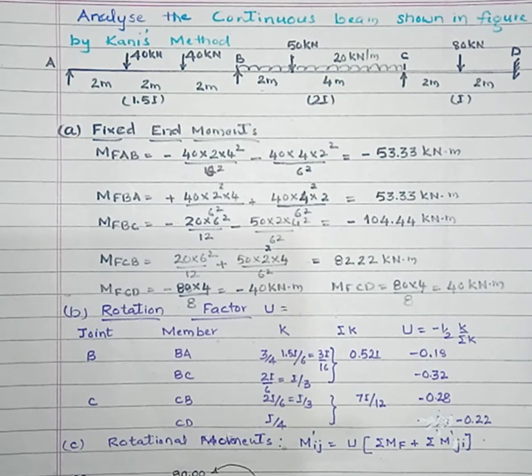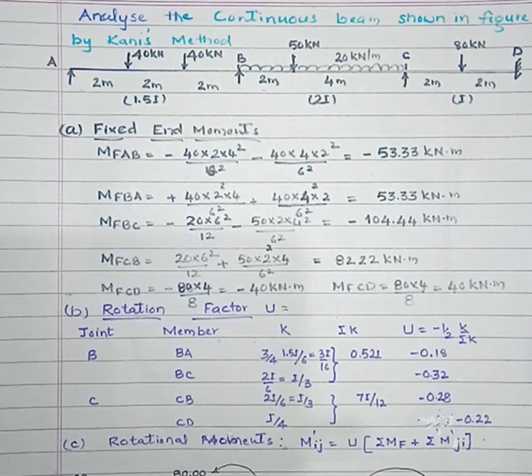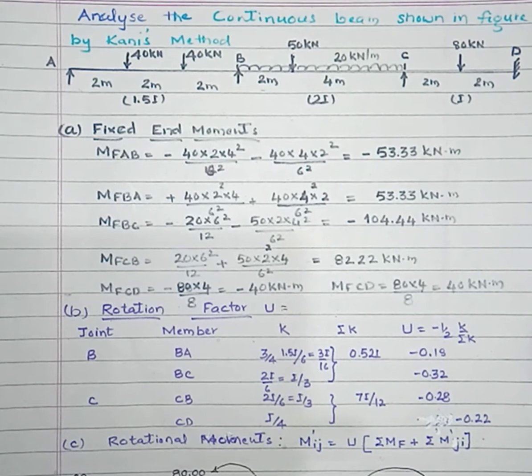Then coming to the next joint, here sum of the fixed end moments in joint C. One is MFCB is 82.22, MFCD is minus 40. The summation of those two is 42.22, write inside the inner rectangle. Here this is the fixed end moment. Now we can calculate the rotational moment.